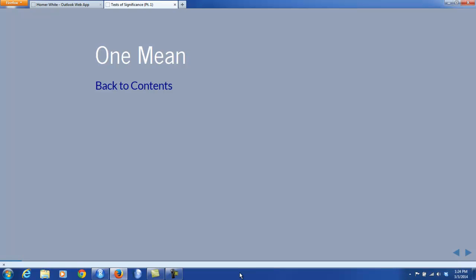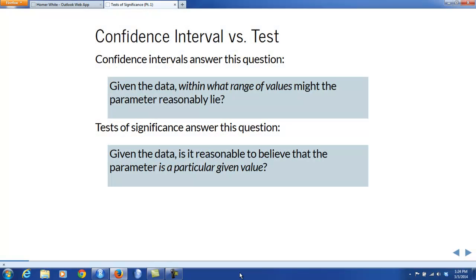So let's talk about tests for one mean. First of all, let's get clear on the difference between confidence intervals, as you learned about them in the last chapter, and significance tests, as you're going to learn about them here. Confidence intervals are designed to answer this question: given the data that you have, within what range of values might the parameter reasonably lie? A confidence interval gives that range of reasonable values.